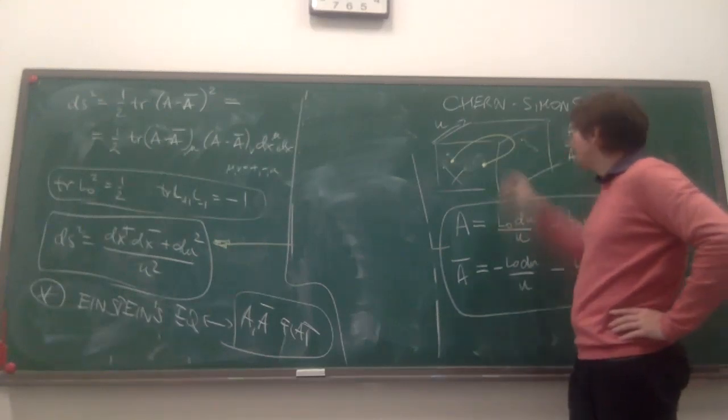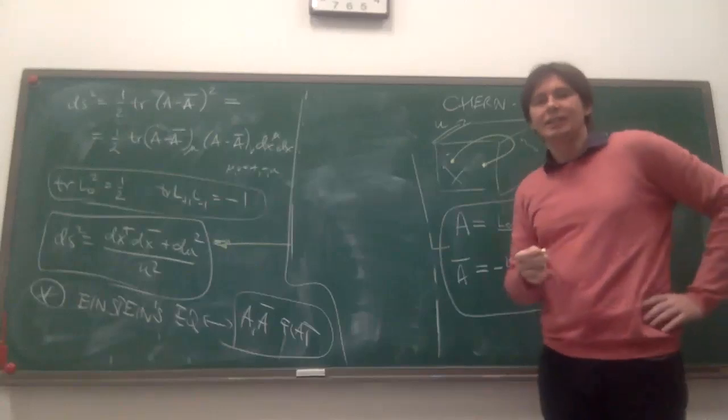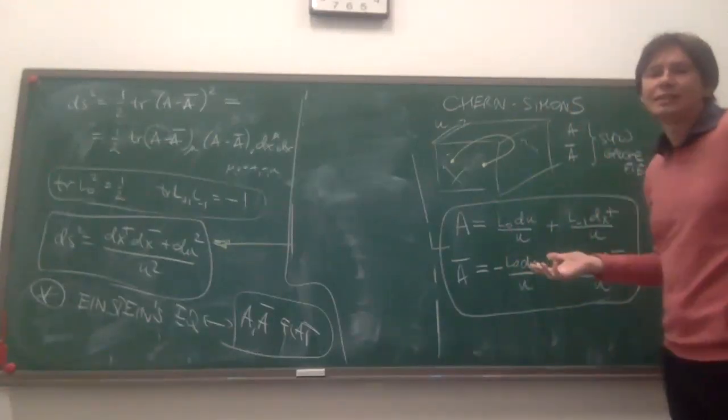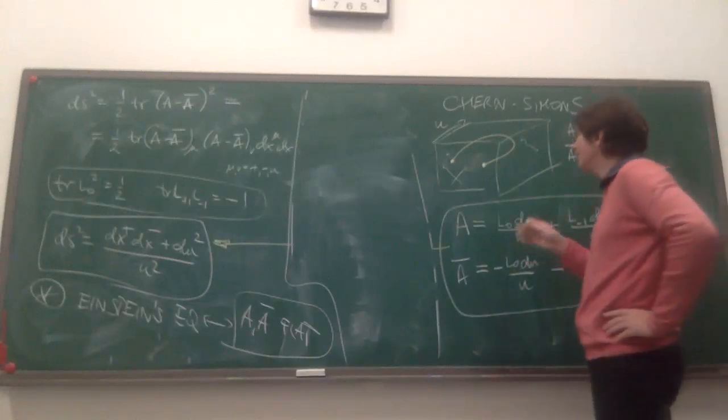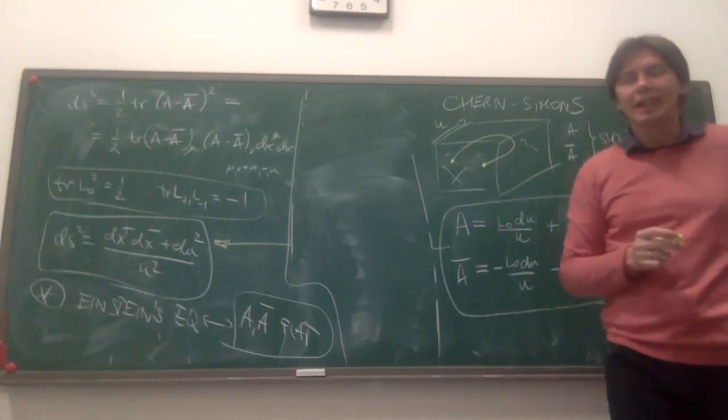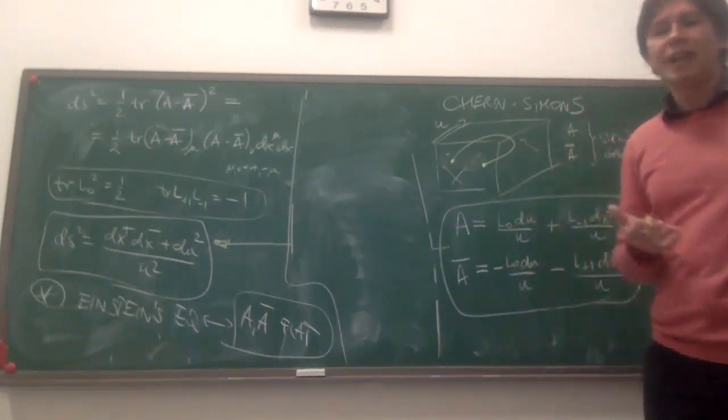A Wilson line that begins and ends in the bulk is gauge dependent, because I can change gauge in the bulk, and so I can have any value for the Wilson line that I want. But if my Wilson line begins and ends at the boundary, then it's a gauge invariant object.